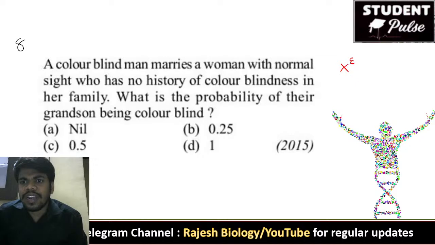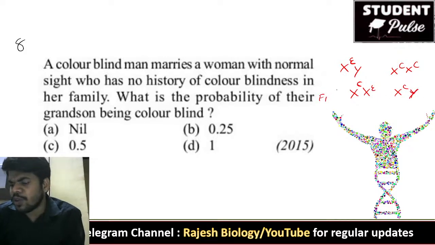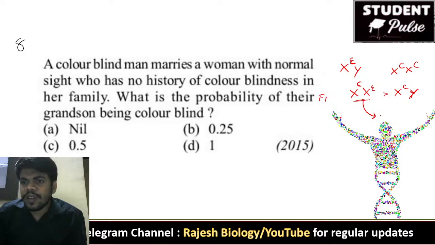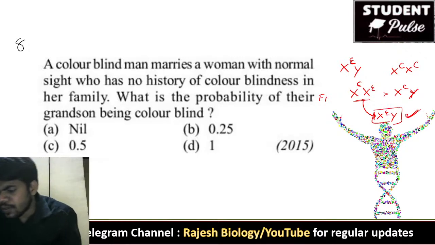This is a colorblind man and a normal woman. In the first generation, their sons and daughters are not affected. There is nil effect. The daughter becomes a carrier, and the son is not affected. This is the F1 generation. But we are asking about the grandson. The carrier daughter gives that gene to the grandson. So out of 4 children, one child may be affected.